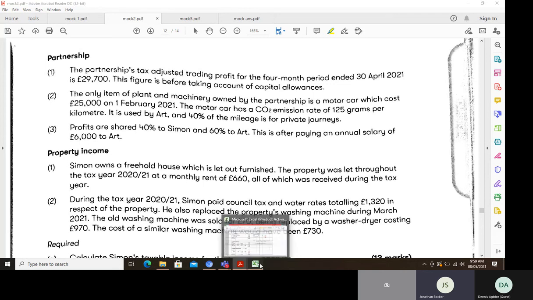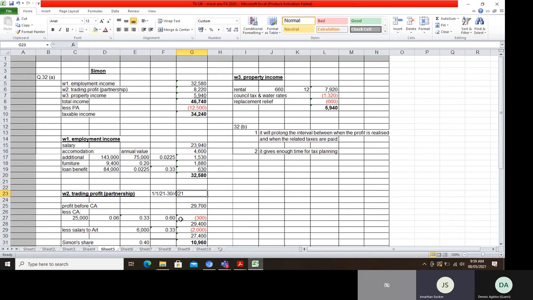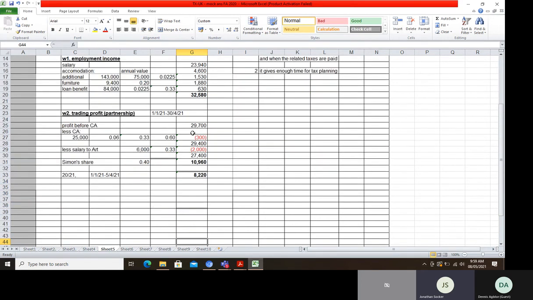So in our solution here, we say that for our partnership, when it comes to the capital allowance, we take the cost of the car, the 6% of WDA, multiplied by 4/12. They traded for only 4 months, times 60%, which is the business use of the car, and that gave us an allowance of 300, which we need to deduct from the profit. So this is 29,400. That's, we adjusted that for capital allowance.